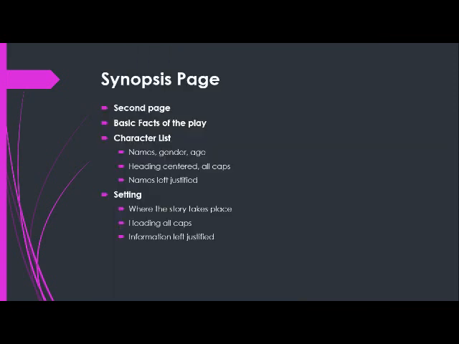The second page is a synopsis page, and this is where you get some basic facts about the play. Typically, you're going to get things like a character list and some information about the setting. So you would list all the characters in the order that they appear in the script, as well as the gender if it matters, sometimes it doesn't, and the age if it matters, again, sometimes it doesn't.